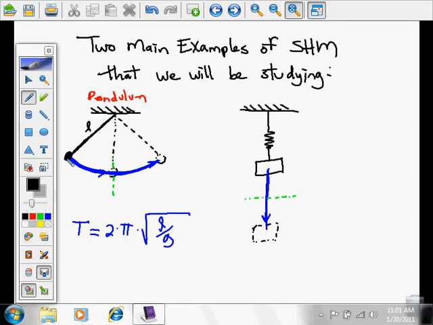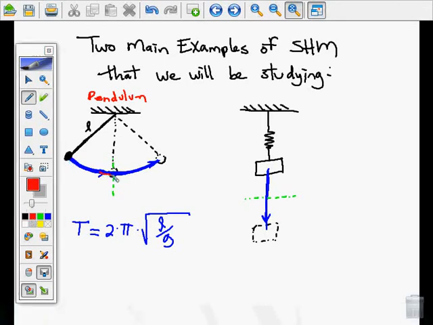Another thing which is really interesting, if you pull this back just a smidge and let it go, and it goes from here, let's say you pull it back just a smidge to here, and then it goes, it will still take the same amount of time as if you pull it back from here. The distance that you pull it back is not a factor in the pendulum. The only factor is the length of the pendulum.